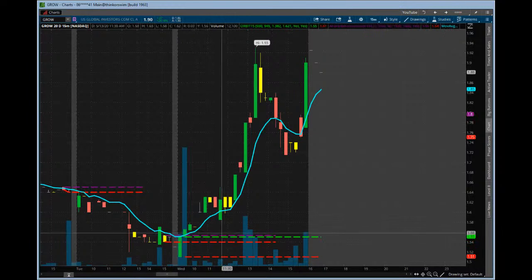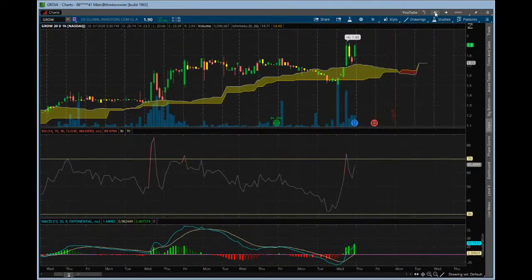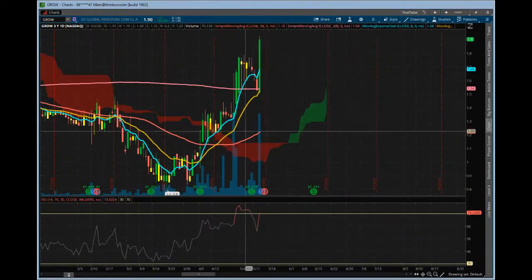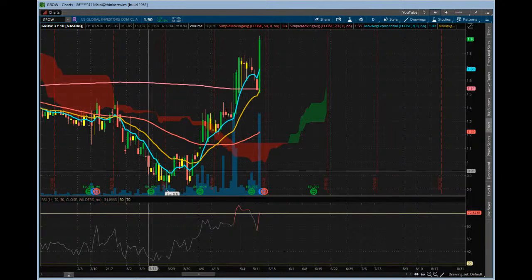Crazy low volume price action though, so just be careful with that. Crazy stuff. Not a lot of volume on this thing, but low volume issue. Just be careful with that.